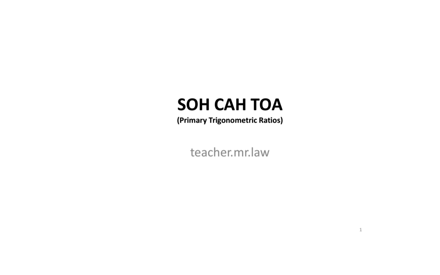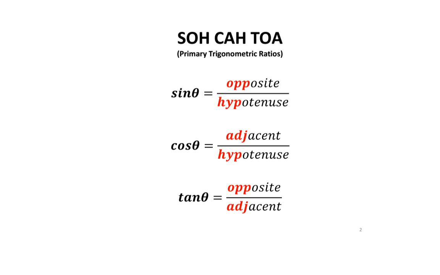In today's lesson, we'll be learning about SOH CAH TOA, also known as the primary trigonometric ratios. In a previous lesson, we learned that SOH CAH TOA is just a mnemonic to remember the primary trigonometric ratios. The SOH in SO helps us remember this ratio, the CAH in CA helps us remember this ratio, and the TOA in TOA helps us remember this ratio.